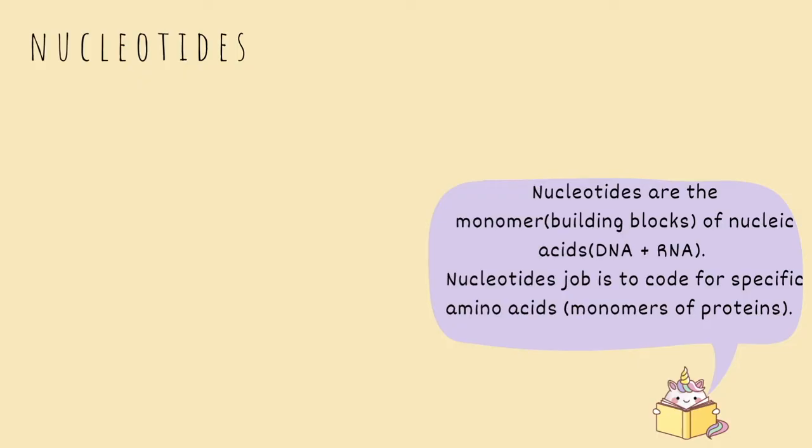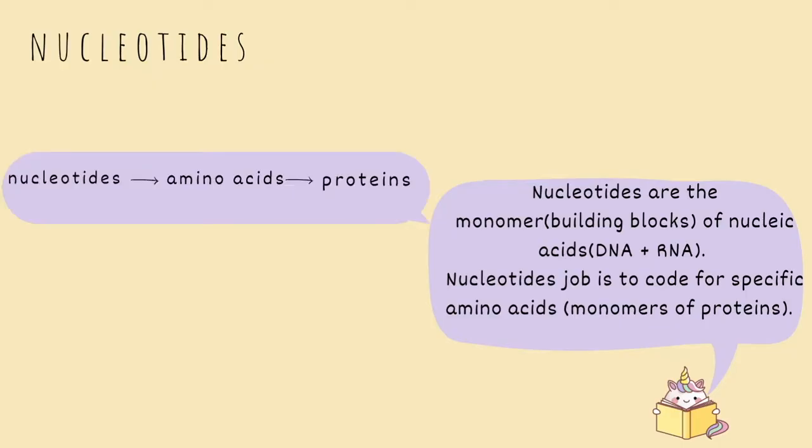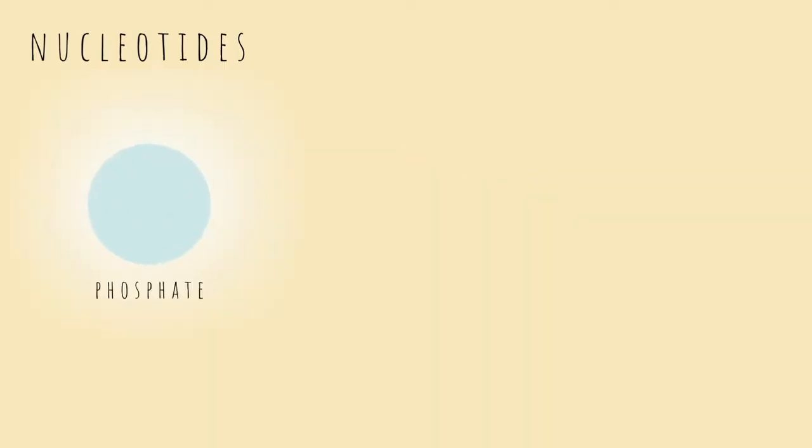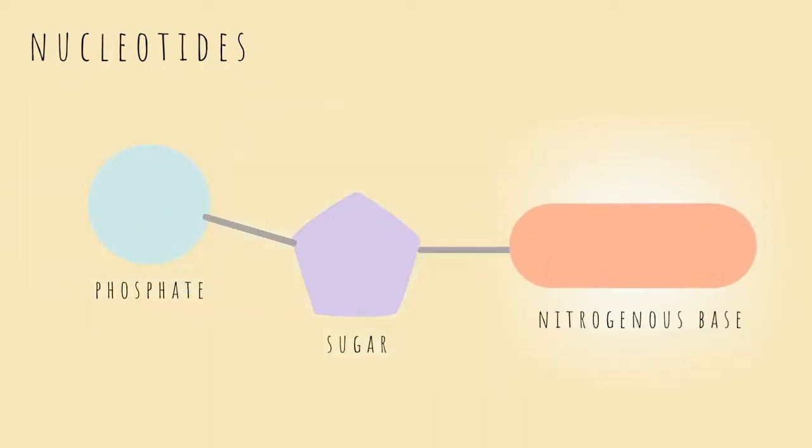Nucleotides' job is to code for specific amino acids. And remember, amino acids are the monomer of proteins. In other words, amino acids are what proteins are made of. You can think of it like this. Nucleotides make the amino acids, and amino acids make the proteins. Nucleotides are made of a phosphate, a sugar, and a nitrogenous base.